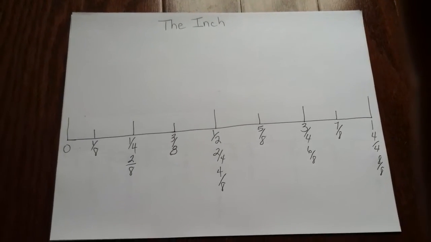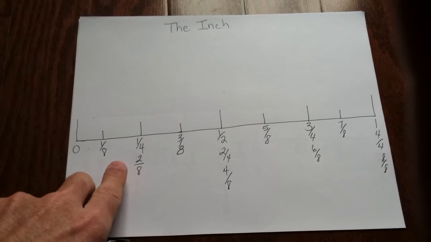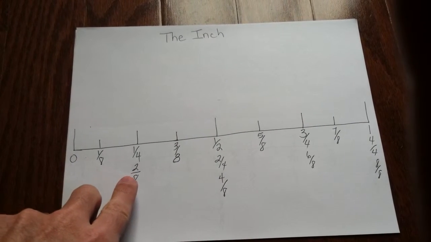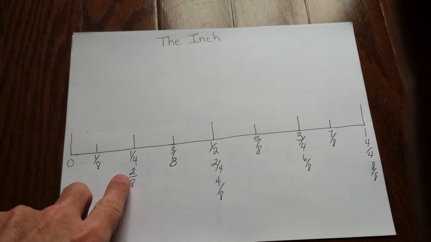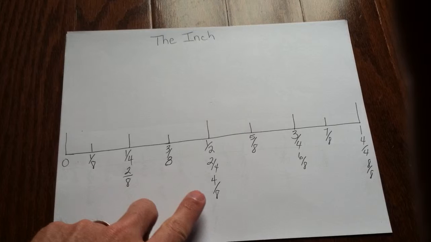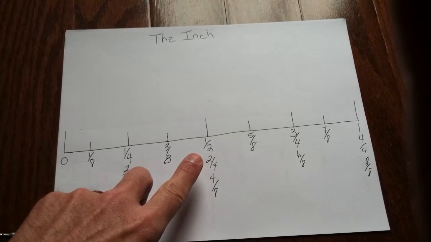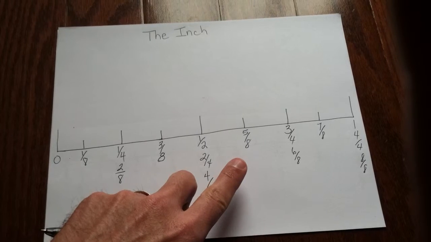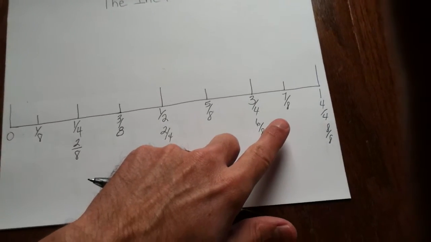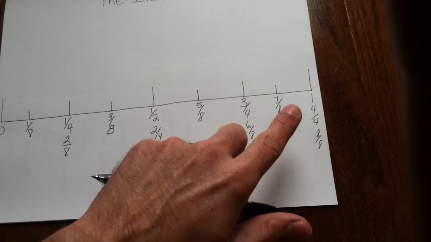Now we're going to make halfway marks between each of these sections. This will symbolize the eighths. So we have 1/8, then 2/8, which is equivalent to 1/4, 3/8, 4/8, which is equivalent to 2/4 and also 1/2, 5/8, 6/8, 7/8, and then of course 8/8 equal to 4/4 or 1 whole.